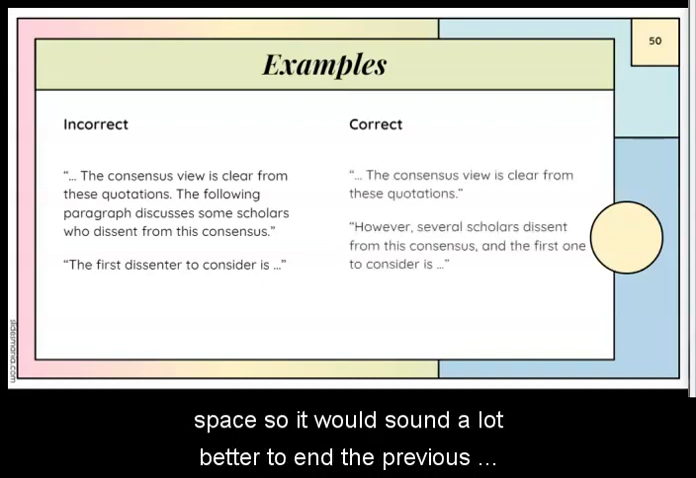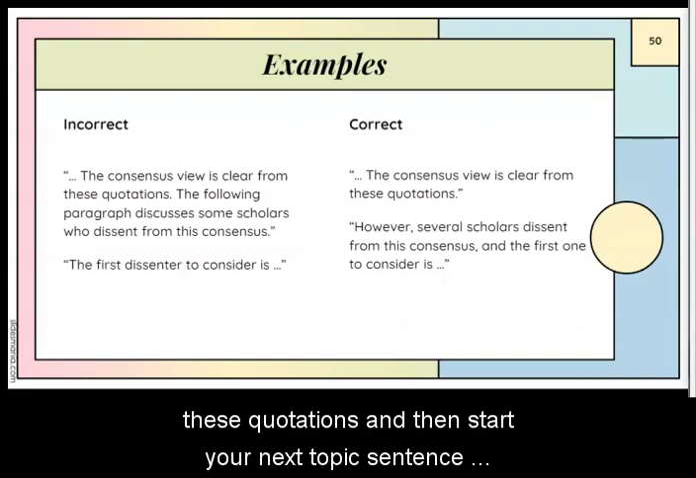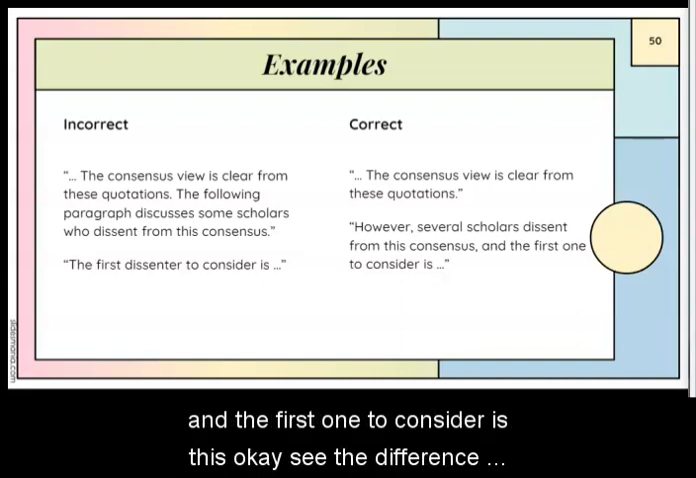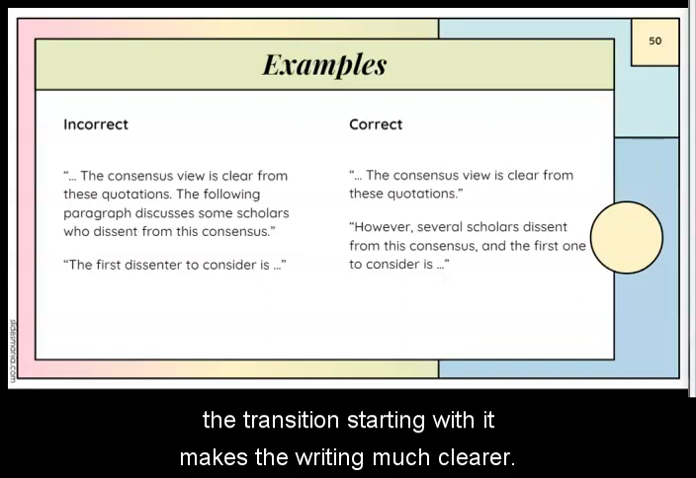So it would sound a lot better to end the previous paragraph with, the consensus view is clear from these quotations, and then start your next topic sentence as, however, several scholars dissent from this consensus, and the first one to consider is this. Okay? See the difference between ending with a transition and starting with the transition. Starting with it makes the writing much clearer.